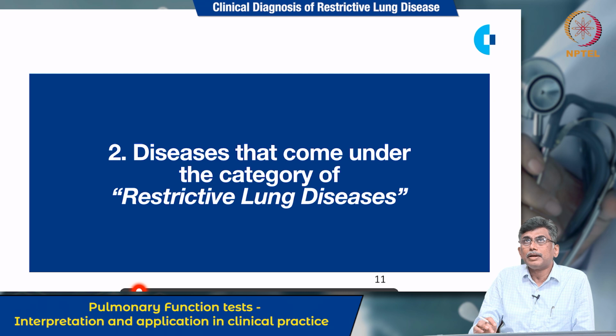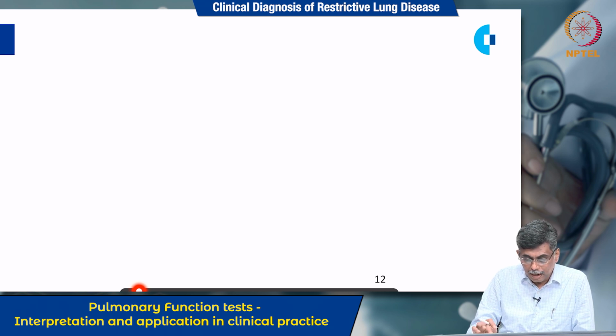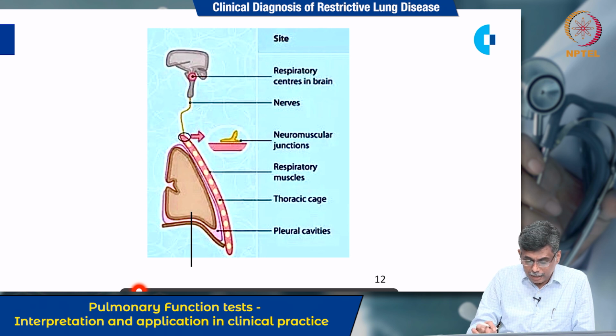Now, coming to the second objective: what are the diseases that come under the category of restrictive lung disease? I have already told you that restrictive lung disease means a heterogeneous group of lung diseases. So in restrictive lung disease, the problem can be in the parenchyma of the lung.